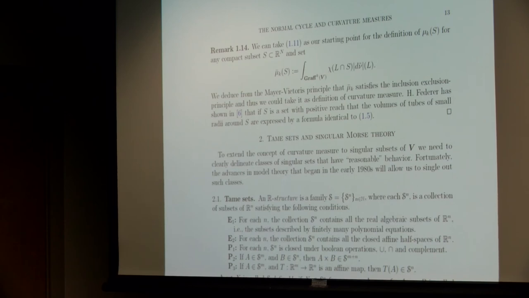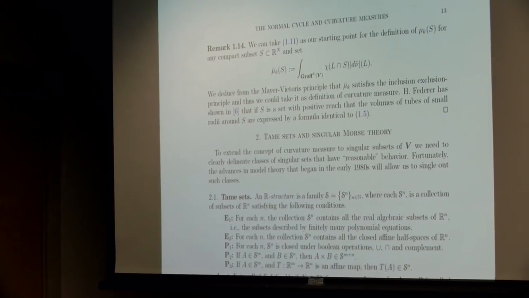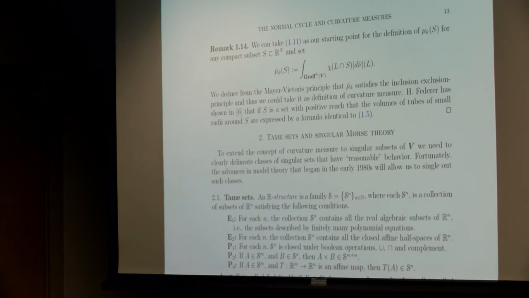Now, Federer extended the story to sets of positive reach. So what is a set of positive reach? It's a set where there's a small number R, so that if you are within R of your set, there's a unique closest point. So convex sets are sets of positive reach. They could be non-singular, could be singular. Some smooth submanifolds are sets of positive reach. But if you look at an angle, one of the simplest singular sets, an angle in the plane, that doesn't have positive reach. Because if you look at a bisecting line, the points are too close to this vertex.